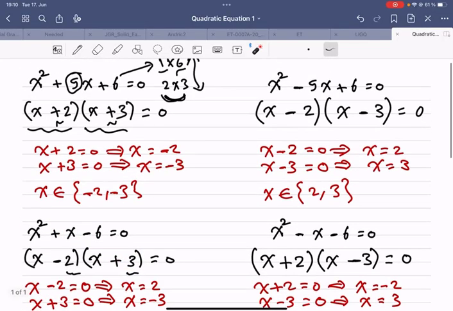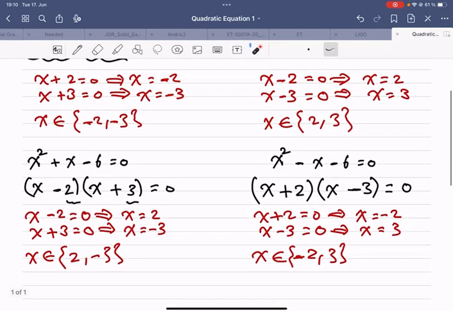So the four cases: if the last term is positive, like here and here, this means that the signs of the two numbers are the same, negative or positive. Since the last term is positive, you will add the two numbers. If the sign of the middle term is negative, the two numbers are negative, because adding negative 3 and negative 2 gives you negative 5. If the sign of the middle term is positive, the two numbers are positive, so 3 plus 2 gives 5.